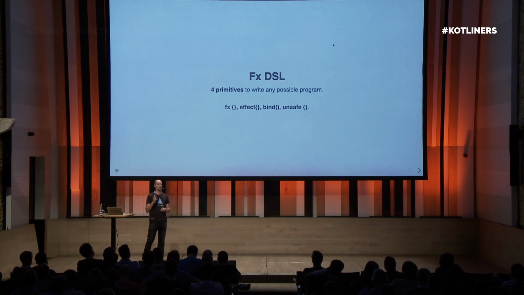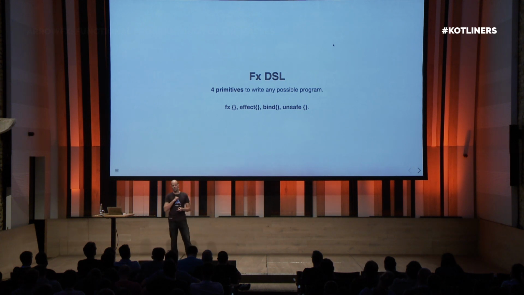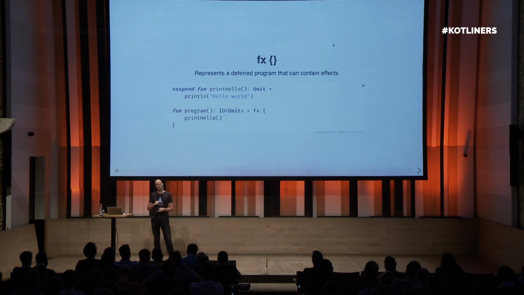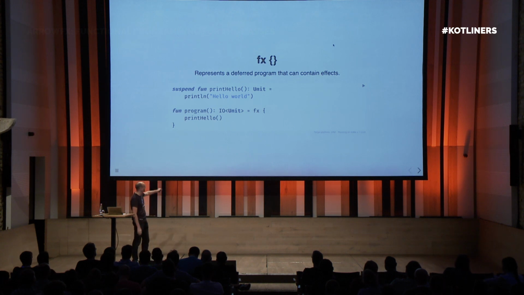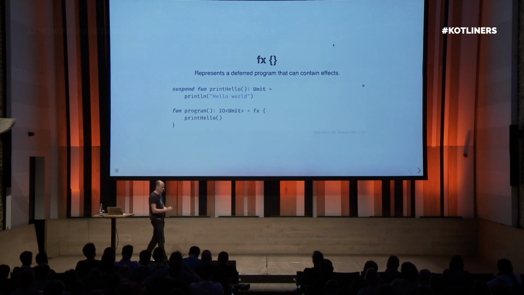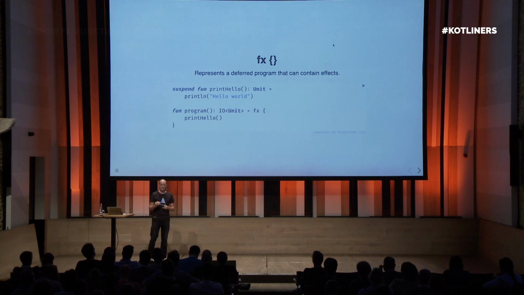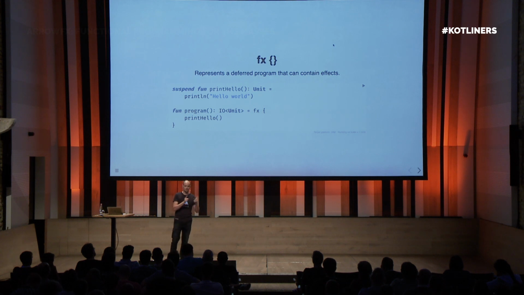So we got 4 primitives that we are going to use to create any program in the world. Don't worry, we'll go one by one. The first one is fx. This is the code block itself. If you're writing a program or any function in your architecture, you can just straightforwardly open an fx block, and that ensures that it's going to be a deferred program that is able to contain effects. So it's like saying, this is my program. And the program is actually going to be deferred out of the box for you.